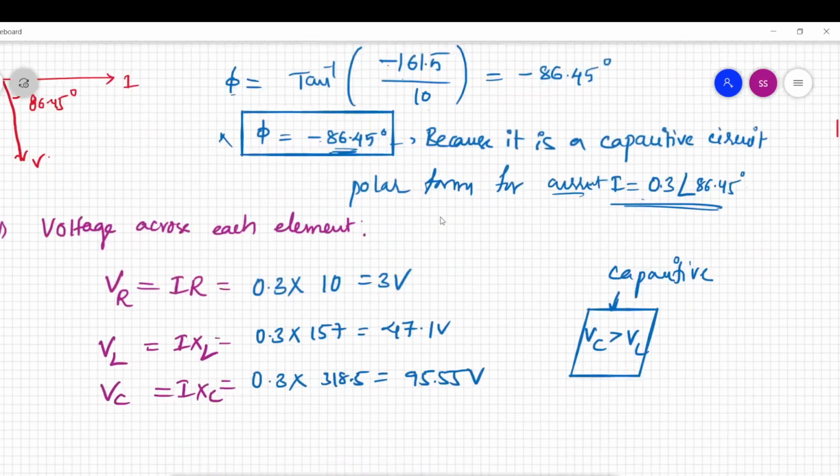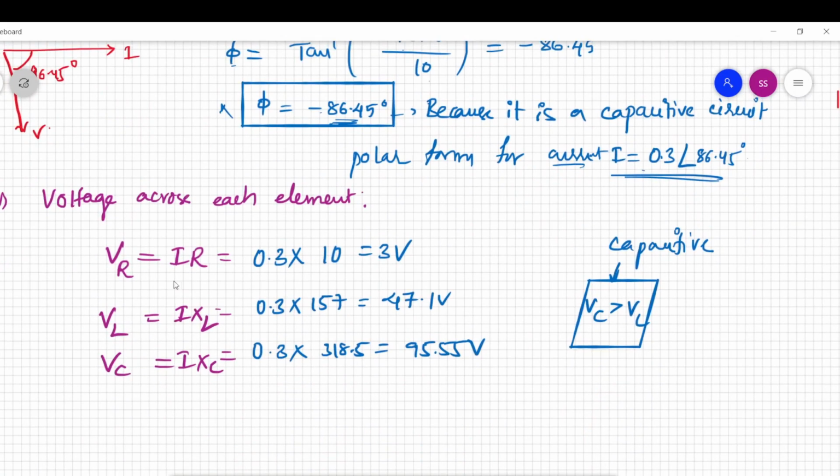Now let us find the voltage across each element. The voltage across the resistor is I into R, the voltage across the inductor is I into XL, and the voltage across the capacitor is I into XC. By substituting, you are going to get the voltage across each element. Okay, so this is how you need to solve the given questions in series circuits.